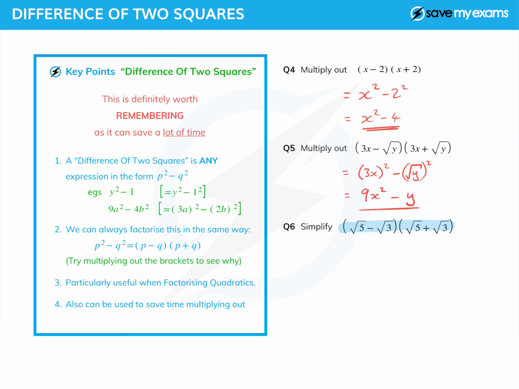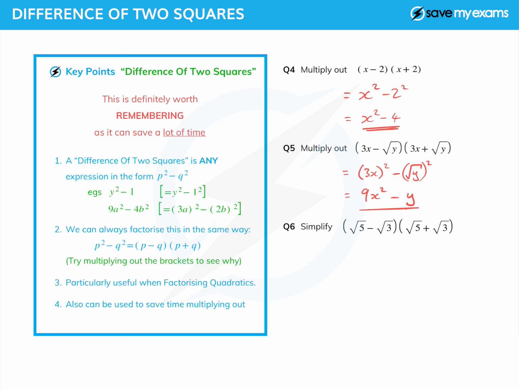Now this last one is quite a common sort of question. Simplify something with surds in it. And you may well have to do this as part of another surd question, or you might just be asked to do it. But again, we can identify our p and q. There's p minus q, so root 5 minus root 3, and p plus q, root 5 plus root 3.